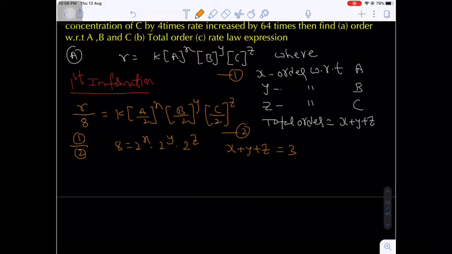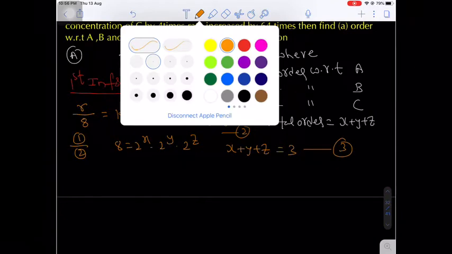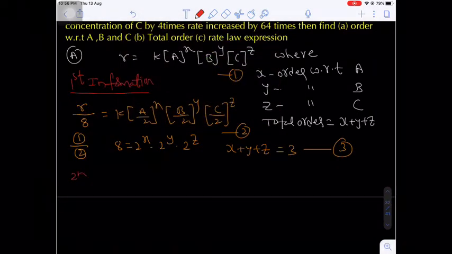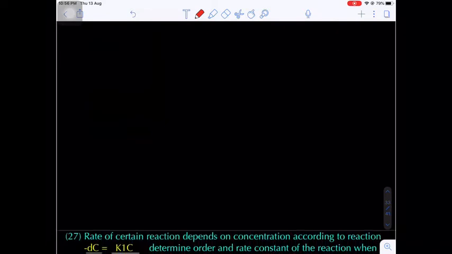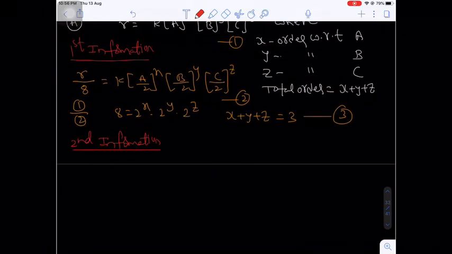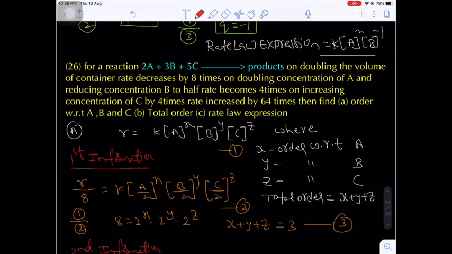X plus Y plus Z equal to 3. Let's suppose this will be the equation number 3. Okay, now what is the second information given in the question? According to the second information, what is the second information?